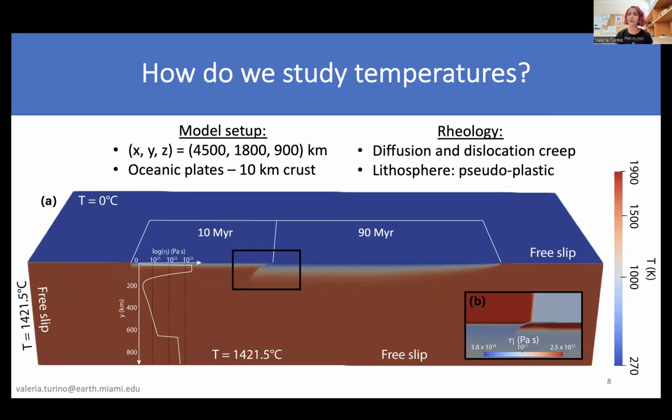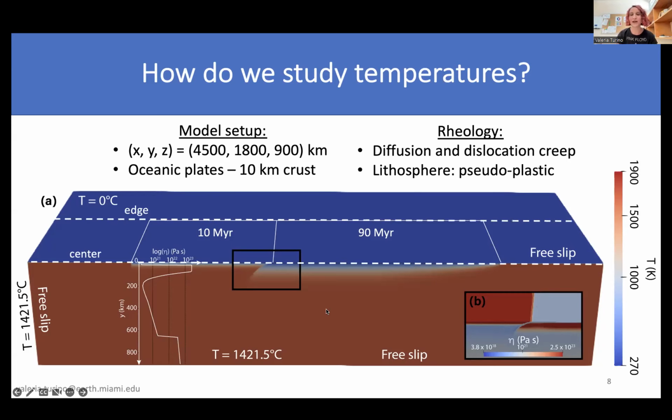All of our boundaries are free slip, and we fix the temperature at the boundaries as well. So we have 0 degrees Celsius at the surface and then mantle temperature on the other boundaries. And the model domain is symmetric. So from now on, every time I'm talking about the slab center, I'm going to refer to this vertical section here. And for the slab edge, I'm going to be referring to this vertical section there.